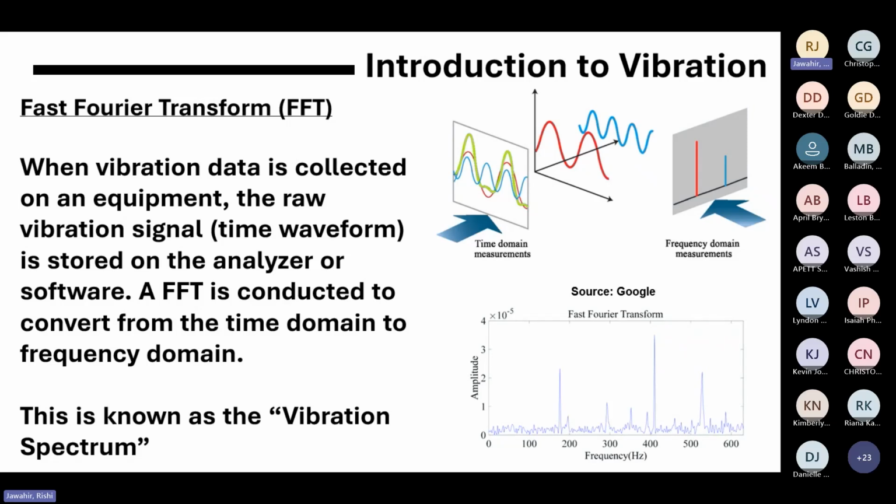So no matter how complex the machine may be behaving, once you do a fast Fourier transform, it breaks down the time waveform into what is known as a vibration spectrum. And this gives us the individual frequencies occurring in the equipment, right?